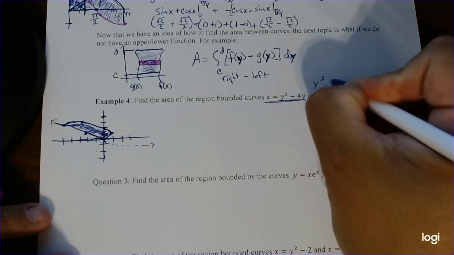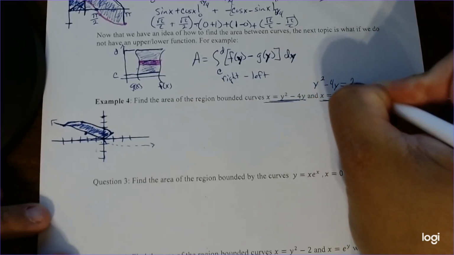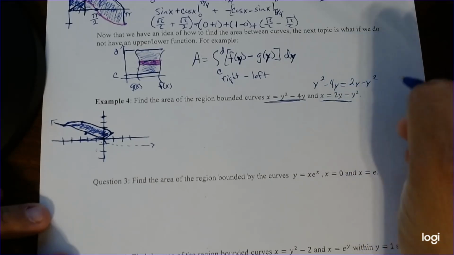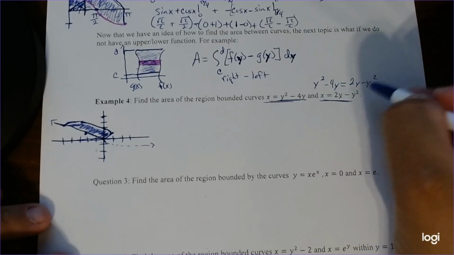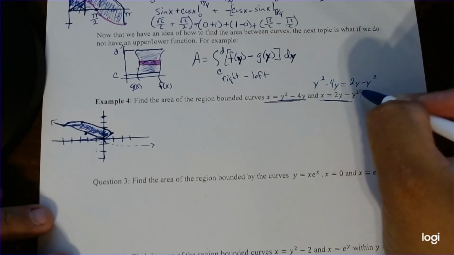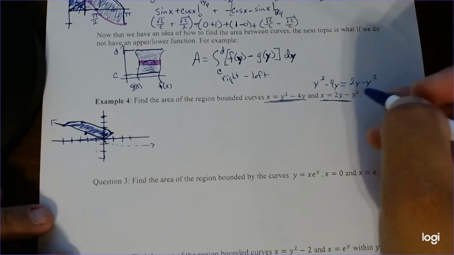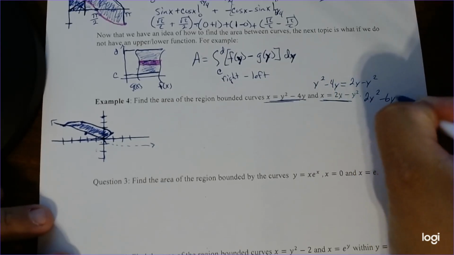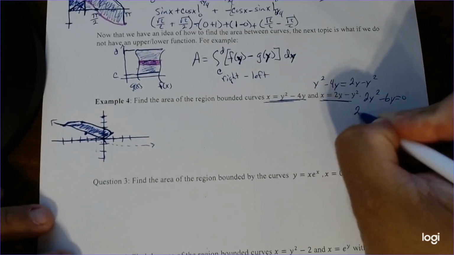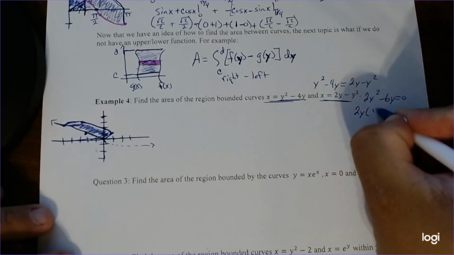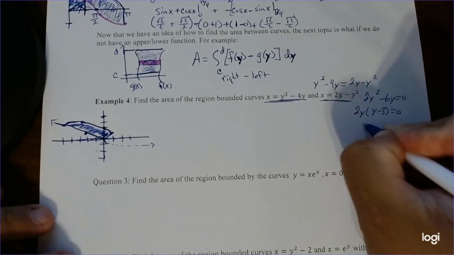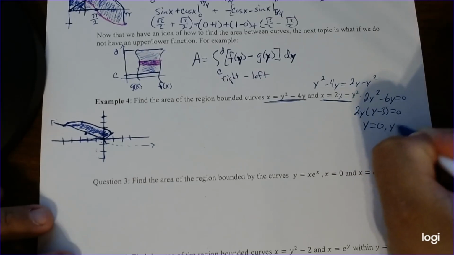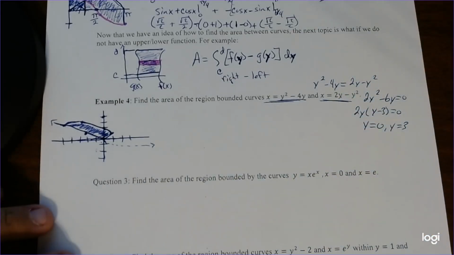y squared minus 4y must equal 2y minus y squared. And then, setting everything to one side, adding y squared and subtracting 2y gives you 2y squared minus 6y equals 0, and just solve. So factor out a 2y, so we know y equals 0 and y equals 3. And there's your bounds of integration.